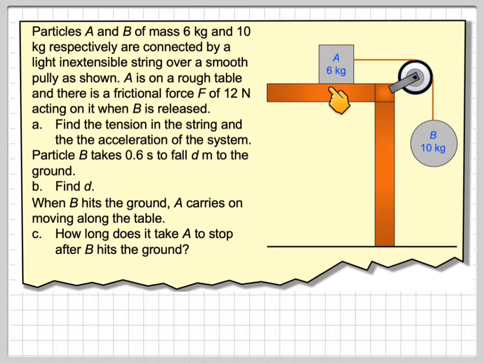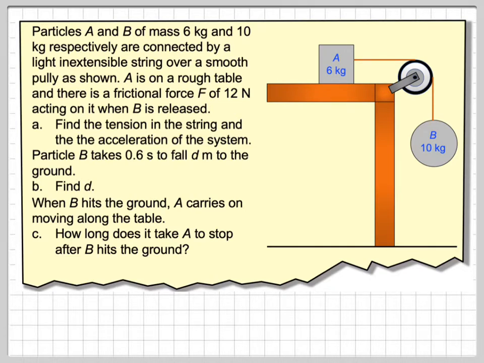A is on a rough table, so there'll be some sort of friction, and there's a frictional force of 12 newtons acting on it when B is released. Find the tension in the string and the acceleration of the system. Particle B takes 0.6 seconds to fall d meters to the ground. Find the value of d. When B hits the ground, A carries on moving along the table. How long does it take A to stop after B hits the ground?